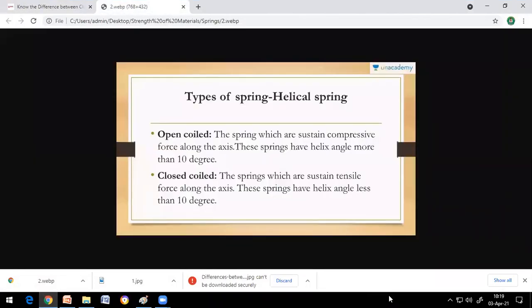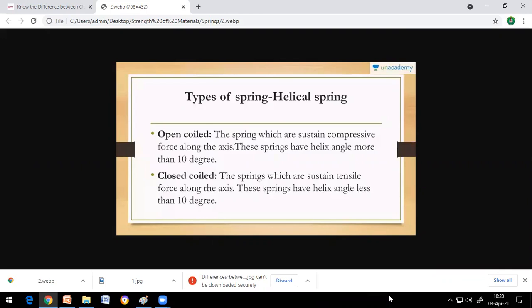Open coil helical springs are able to sustain maximum compression forces along the axis. These springs have helix angle more than 10 degrees, which is very important, you have to remember that. The springs which we discussed till now are all closed coil helical springs, whose helix angle is less than 10 degrees. So when the helix angle is more than 10 degrees, those springs come under open coil. You have to differentiate closed coil and open coiled helical spring with this helix angle.